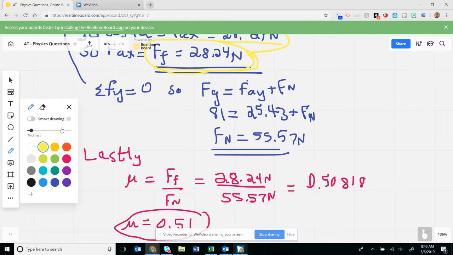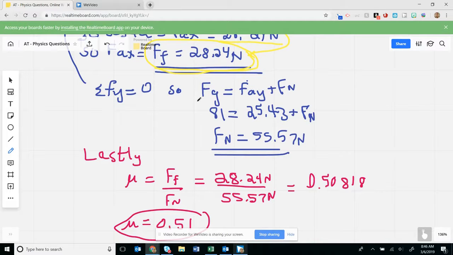In the case of what we're looking at in the y direction, gravity was pointing downward, but the applied force and the normal force were pointing upward. So I know 2 of these 3. I knew the weight of the object was 81. I found FAY from the trig function. So I was only missing the normal force, and I can simply subtract that over to find the normal force. So these 2 values are really what I needed to get to.